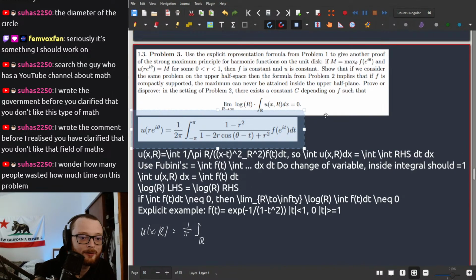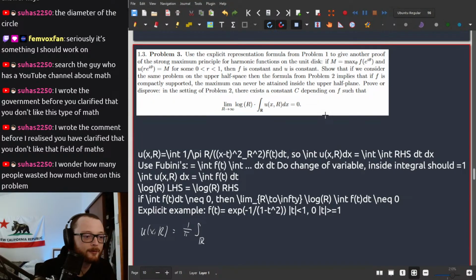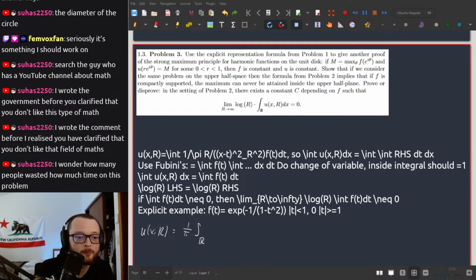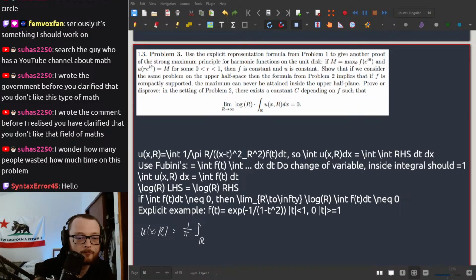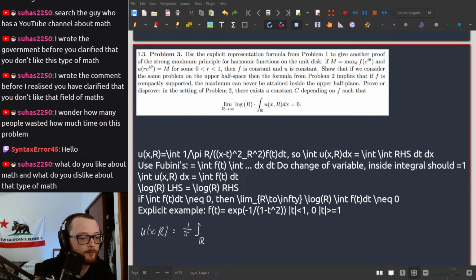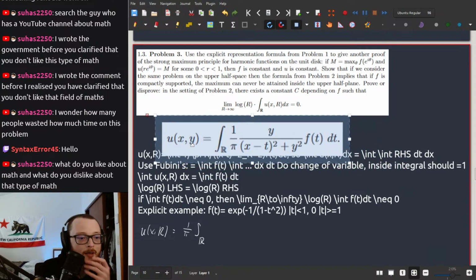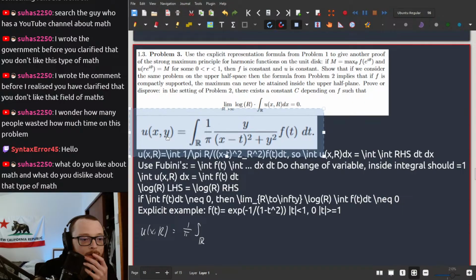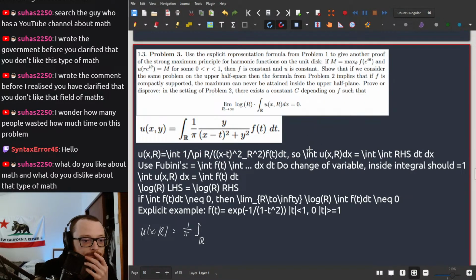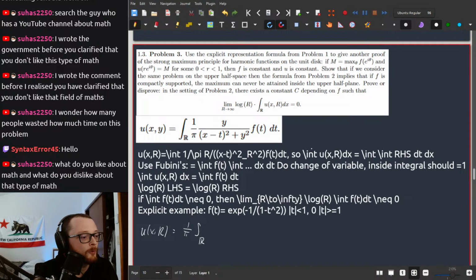Wait. You don't belong here. My snipping tool. Hey, Syntax. How's it going? What do you like about math, and what do you dislike about that type of math?